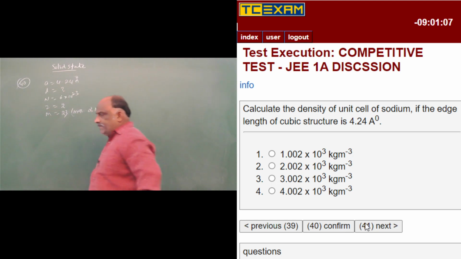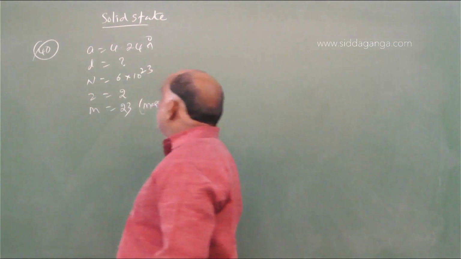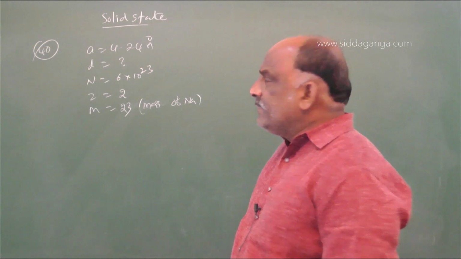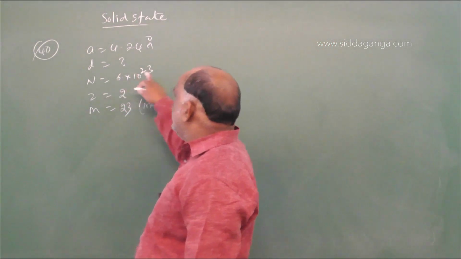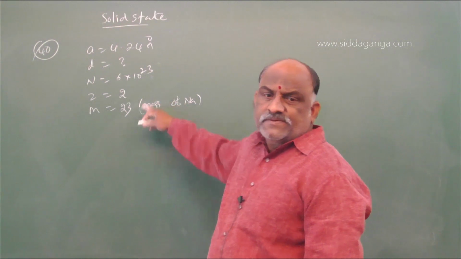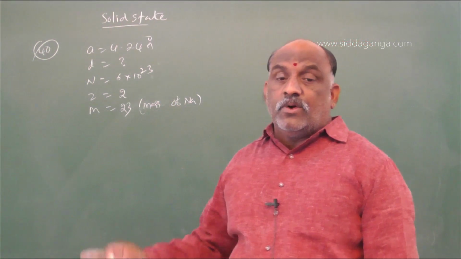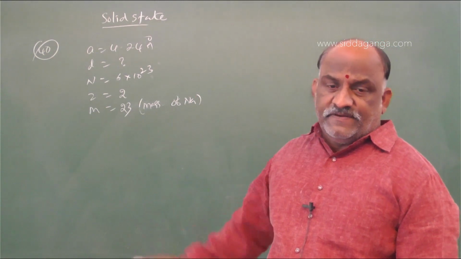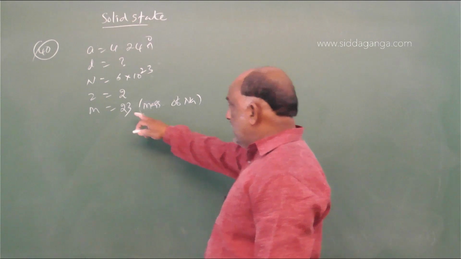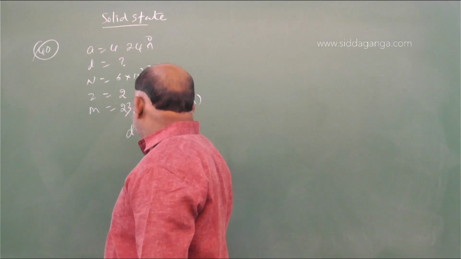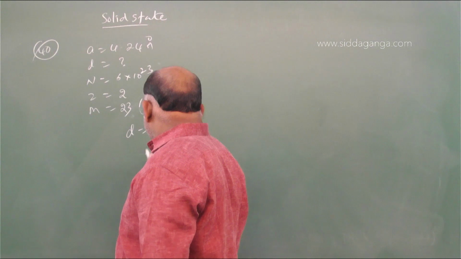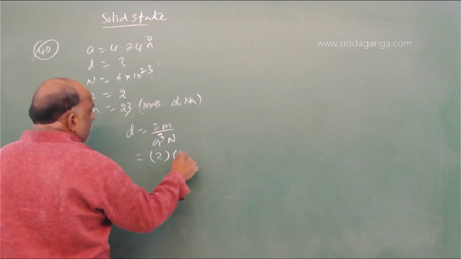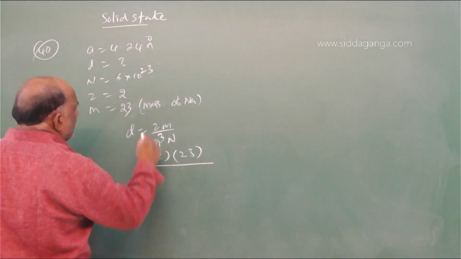So here a is equal to 4.24 angstroms, given directly as the edge length, and density we don't know. Avogadro number is 6 into 10 power 23. Z value is 2 because sodium has a BCC structure. Sodium chloride is FCC, but sodium is available in the form of a BCC cubic structure. The mass of sodium is 23. D is equal to ZM by a cube N, that is 2 into 23 divided by a cube. What is a?